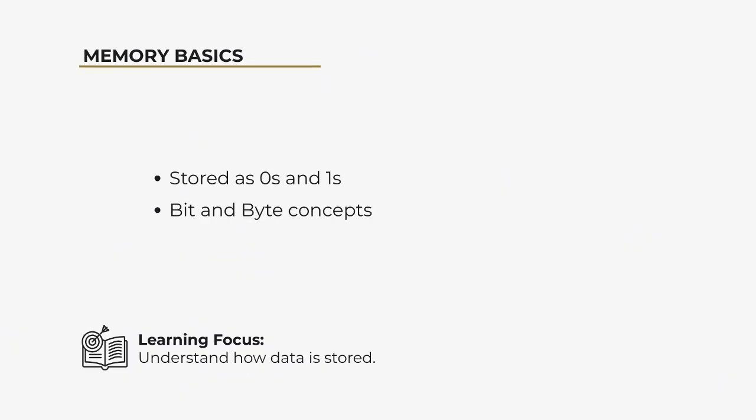Memory basics. Computers store data as zeros and ones. The smallest unit is a bit. 8 bits make 1 byte. Memory stores all program data.